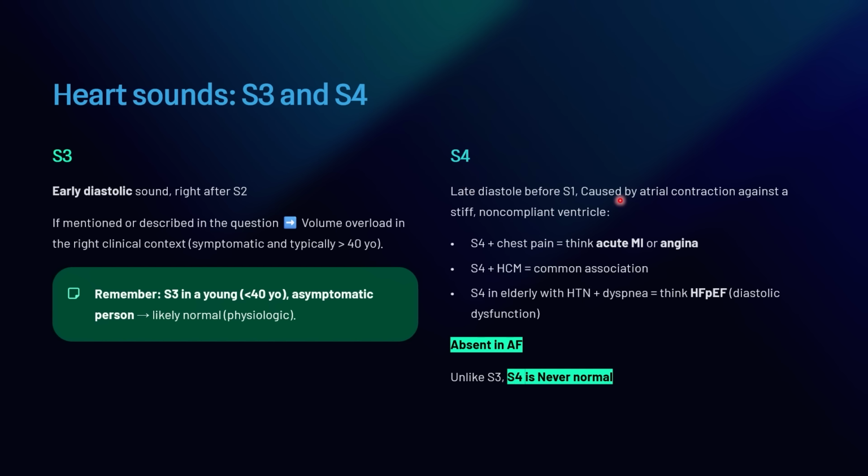Because it's from the atrial contraction against a stiff, non-compliant ventricle. S4 plus chest pain, think acute MI. S4 plus hypertrophic cardiomyopathy. This is a common association and usually present with a lot of hypertrophic cardiomyopathy patients. S4 in elderly with hypertension plus dyspnea, think heart failure with preserved ejection fraction.